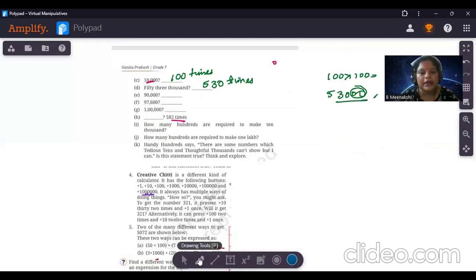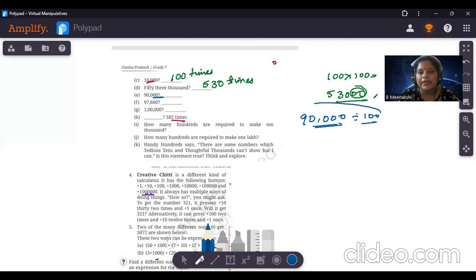Similarly, for 90,000, how many zeros does it have? 4 zeros. So if you divide this by 100, because you're going to press 100 times, you get 900. So 900 times you need to press 100. For 97,600, yes, it is correct, 976 times.